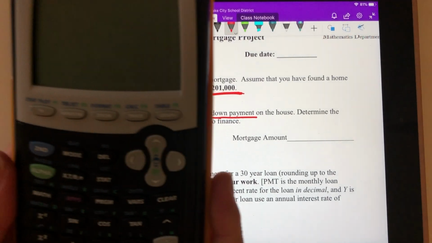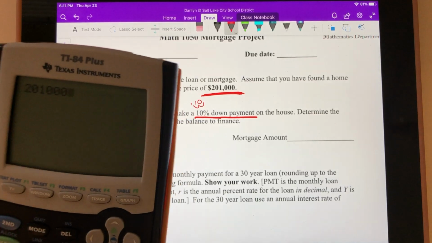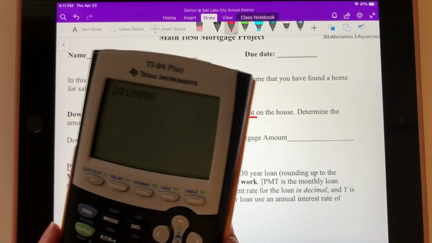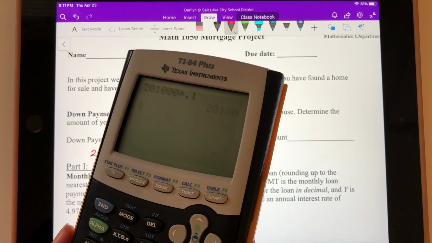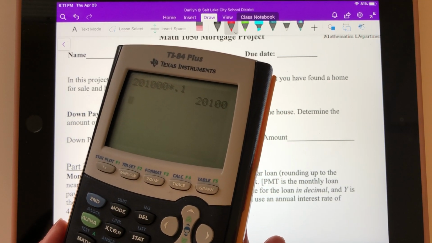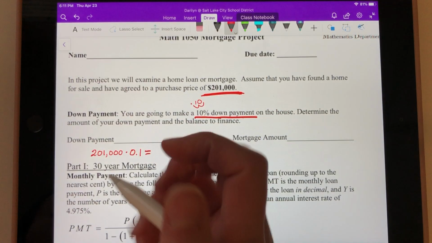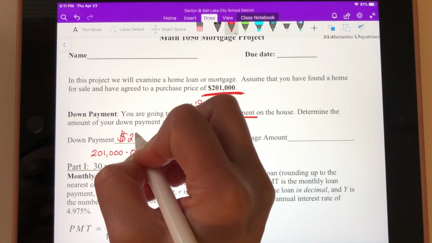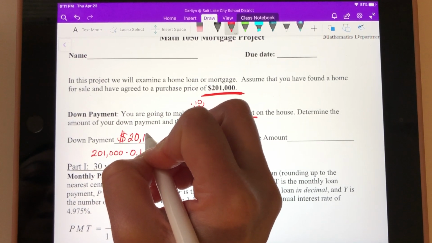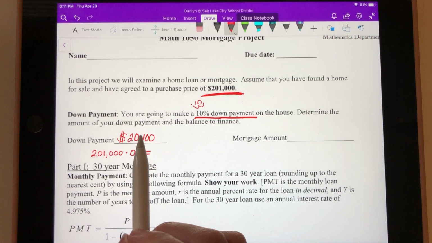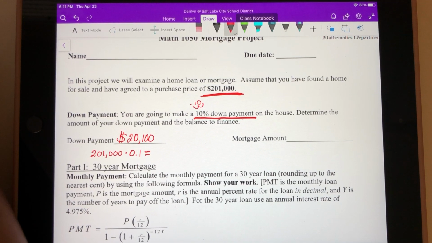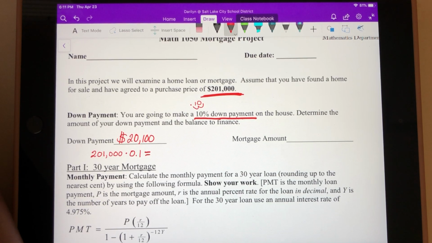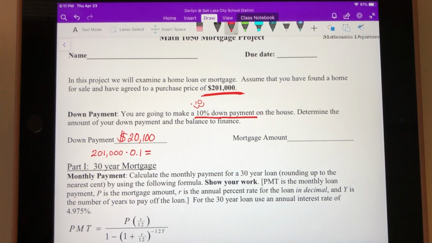So I take $201,000. It's so dark, I'm so sorry. Times 0.1, and that's going to give me $20,100. So my down payment is going to be $20,100. See, that's a lot of money, and so a lot of people have a hard time with down payments because they have to pay it up front, which means they have to save that amount of money to pay it right up front. So that's hard, and I get that.